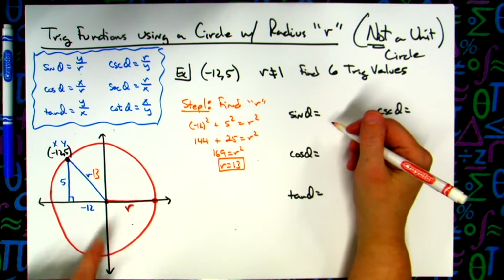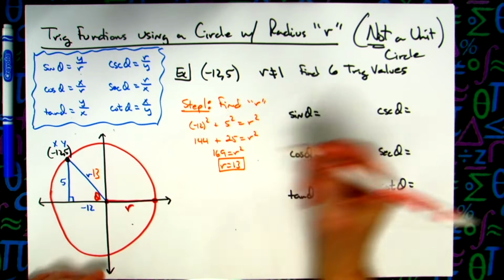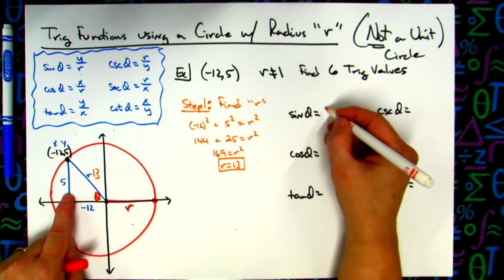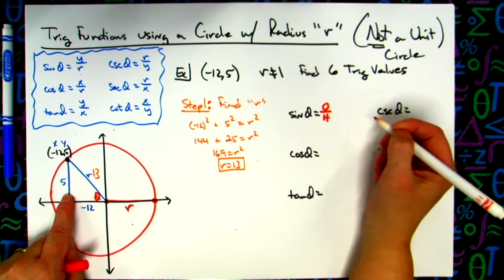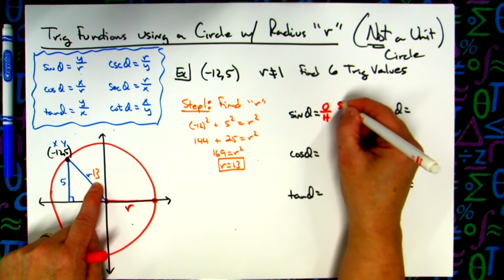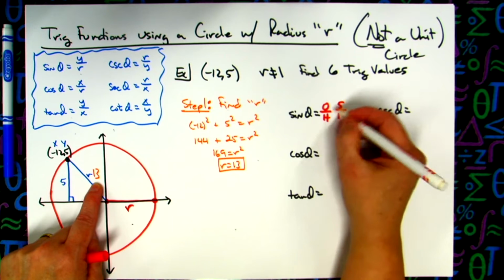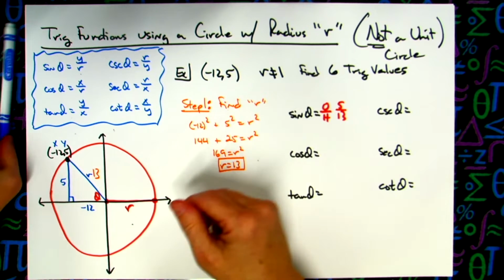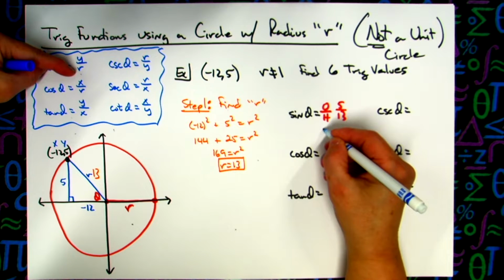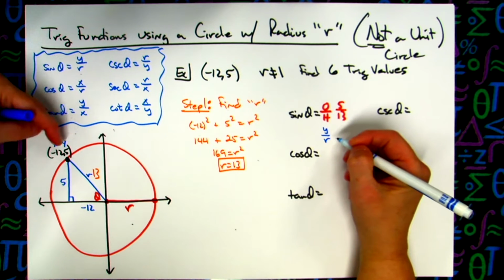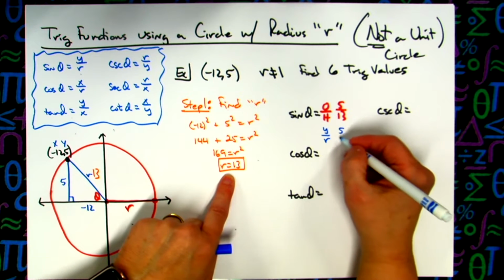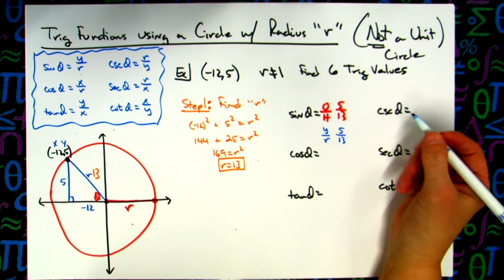Okay, so let's do right triangle definitions. Here's my theta. The right triangle definition for sine is opposite over hypotenuse, which would give me 5 over 13. Or I could do it with y over r. Well, what's my y value? It's 5. And what's my r value that I found? It's 13. So it doesn't make any difference.